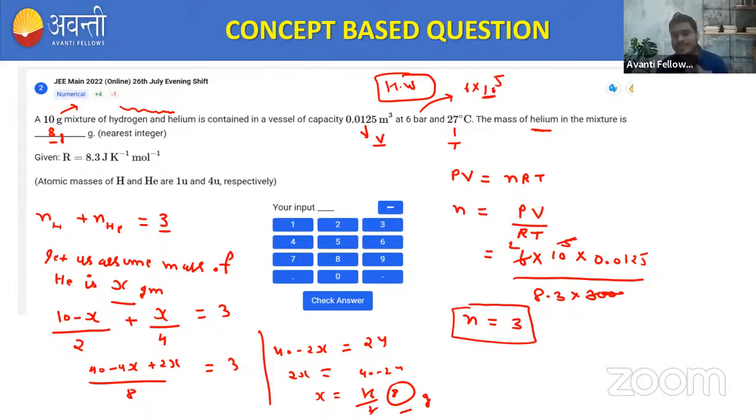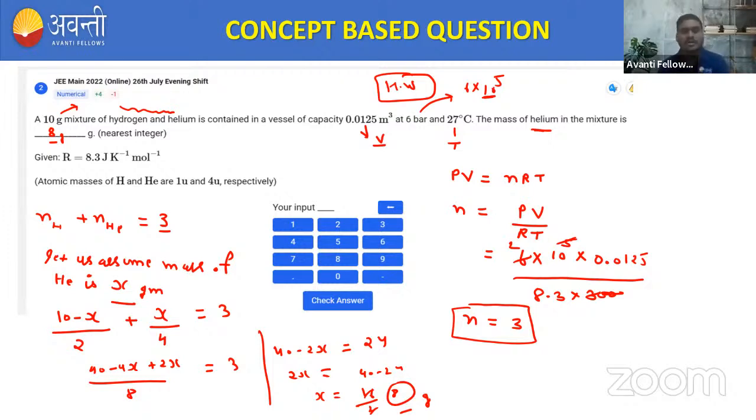Now जैसे हम लोग को टोटल नंबर ऑफ मोल ऑफ द मिक्सचर मिला, we know that total number of mole है किसके, that is number of mole of hydrogen plus number of mole of helium. So we just add number of mole of hydrogen and number of mole of helium. So we equate with 3 because total number of mole is 3. We calculated already, right? Now total mass of the mixture is 10 gram. So let us assume the mass of the helium is x gram. Then what is the mass of hydrogen? Because total is 10 gram. So if one is x gram, then another is 10 minus x gram, right?